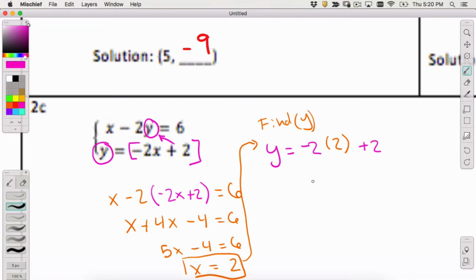Okay, and then simplify and solve, and you end up with y equals negative 2. All right, so those are the solutions for these three problems, 2a, 2b, and 2c.